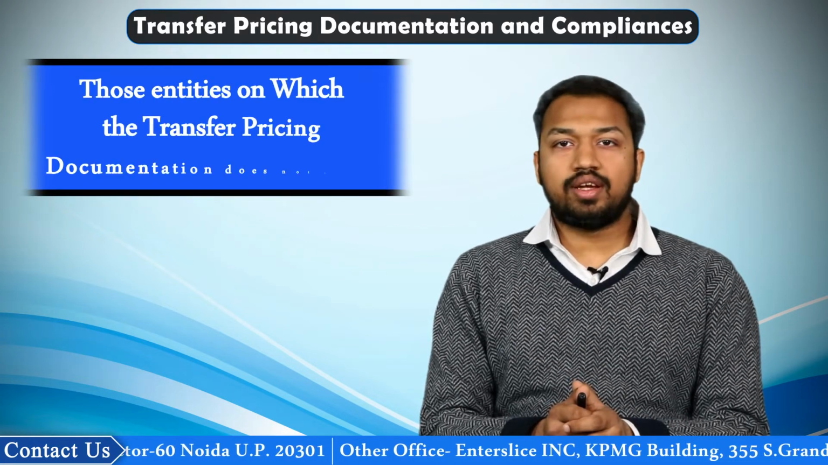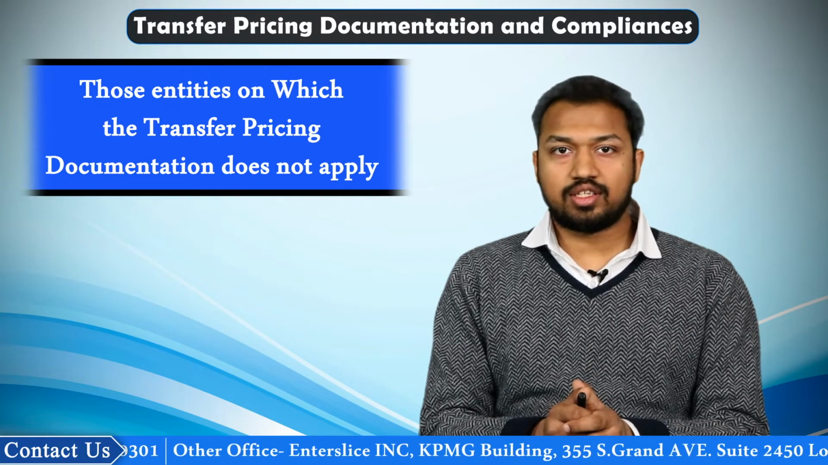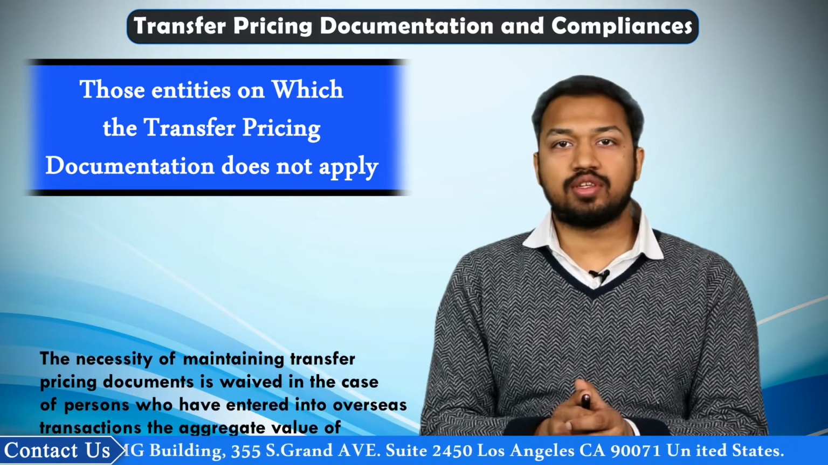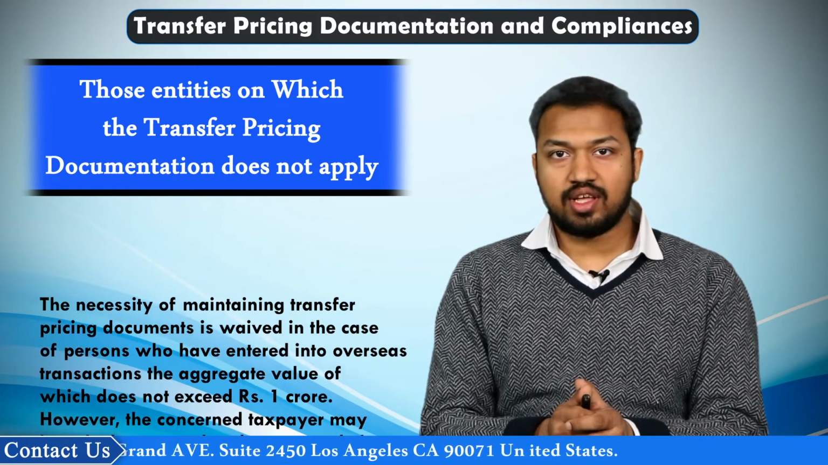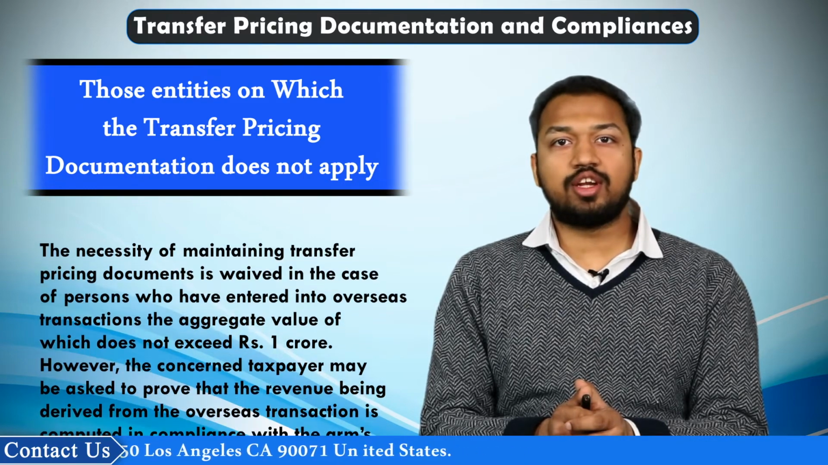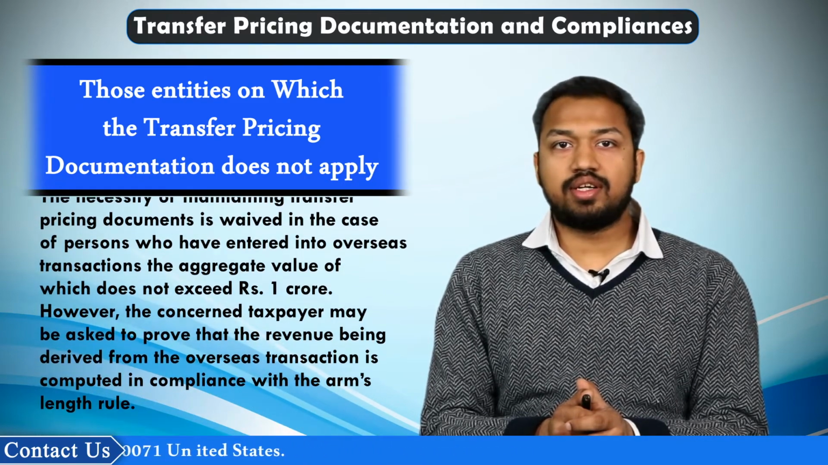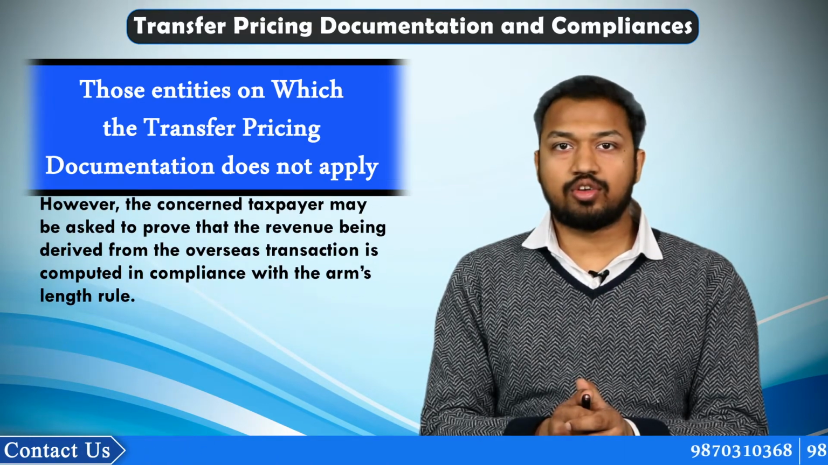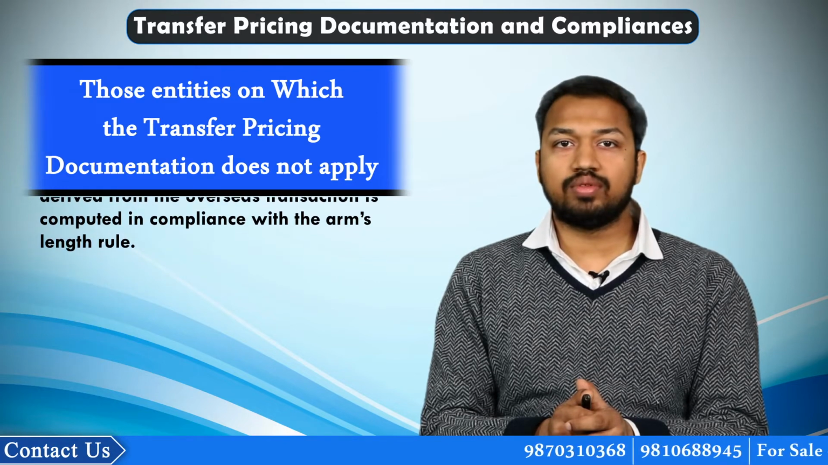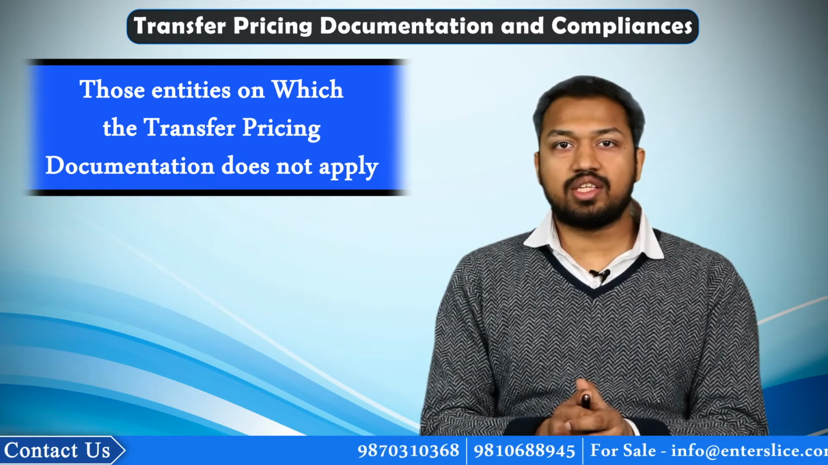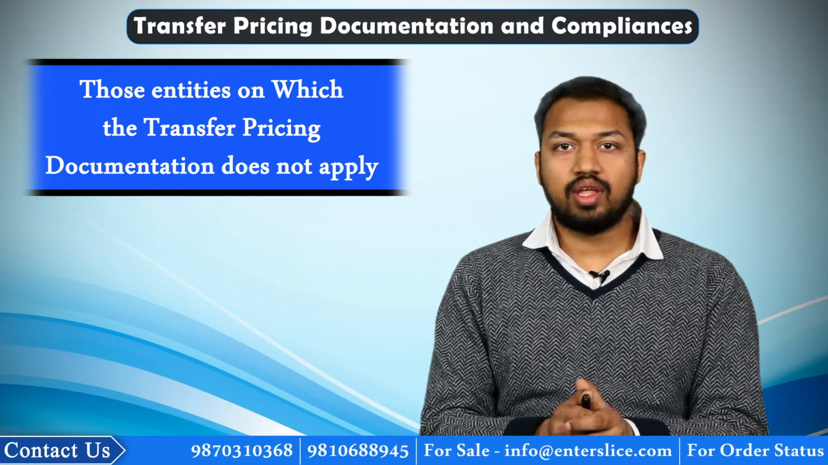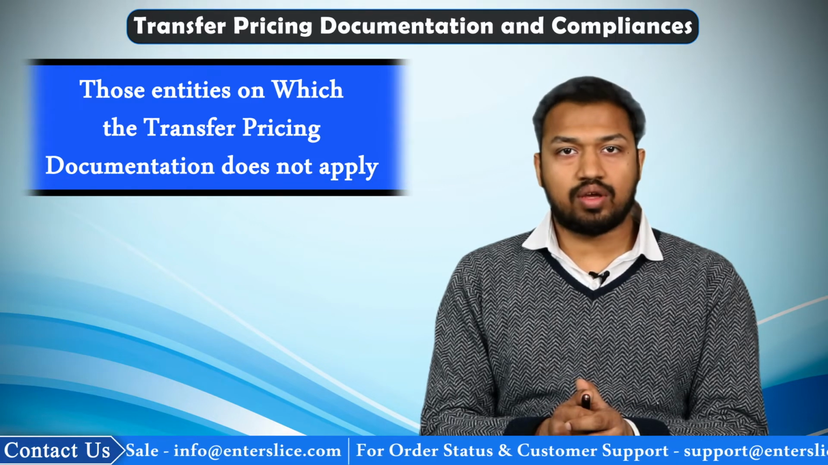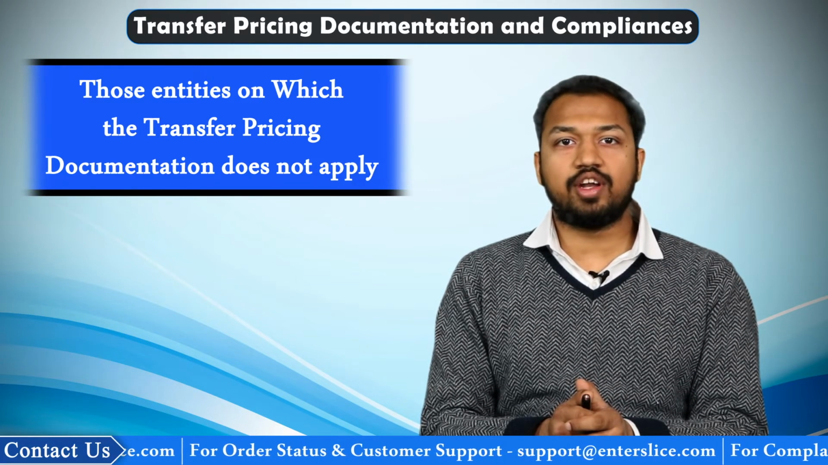Now let us find out those entities on which the transfer pricing documentation does not apply. The necessity of maintaining transfer pricing documents is waived in the case of persons who have entered into overseas transactions, the aggregate value of which does not exceed ₹1 crore. However, the concerned taxpayer may be asked to prove that the revenue being derived from overseas transactions is computed in compliance with the arm's length rule. However, there is no exception for such taxpayers in obtaining and furnishing an audit report. Even if the aggregate value of the international transactions during the previous year does not exceed 1 crore, the taxpayer is required to obtain and furnish an audit report.